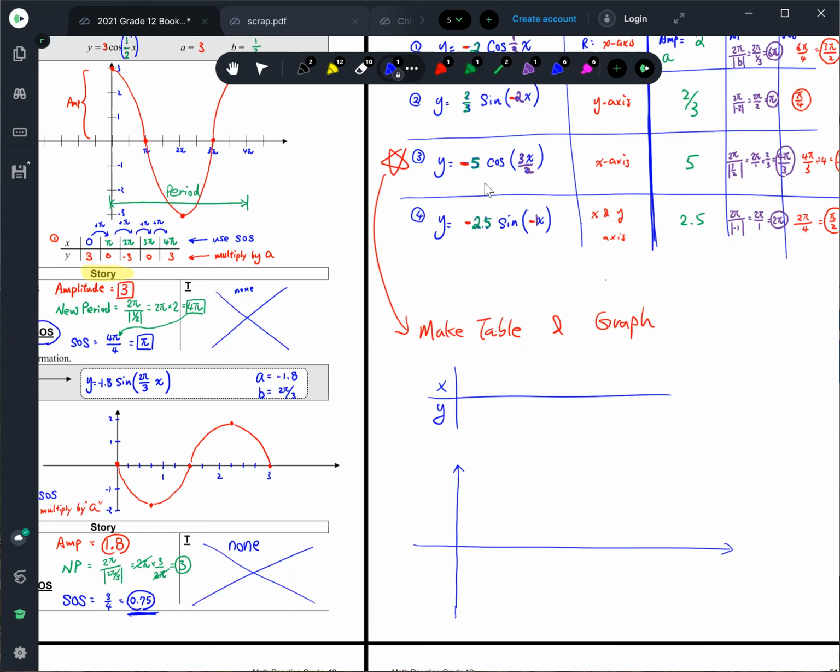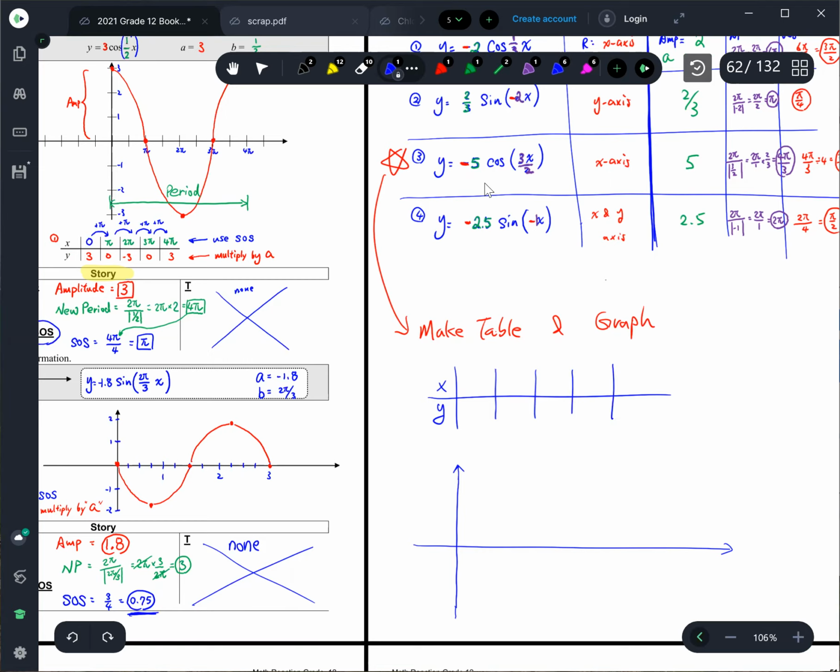Remember, question 3 is a cosine, so be careful, not a sine. Make sure the number you start with for the y is the correct one. 5 points.